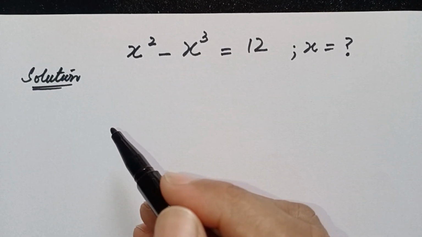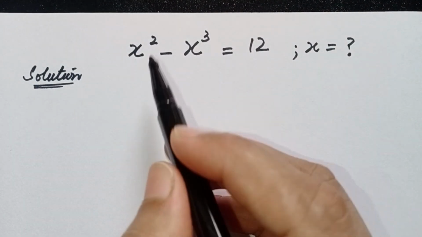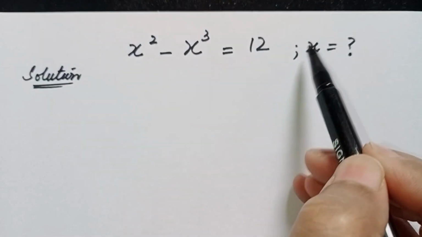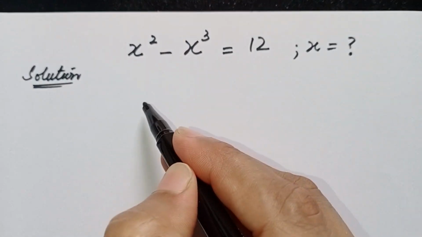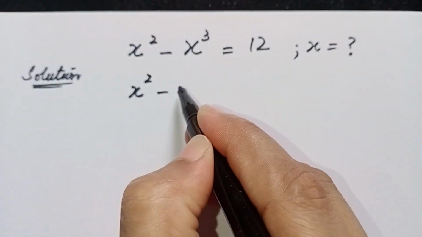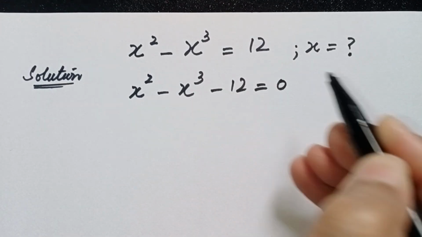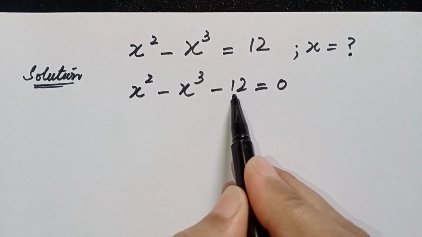Today we have a very interesting math Olympiad problem. We have x power 2 minus x power 3 is equal to 12, and x is unknown. To find out x, move 12 to the other side, and we will get x square minus x cube minus 12 is equal to 0. So here we are going to take a tricky move with this 12.